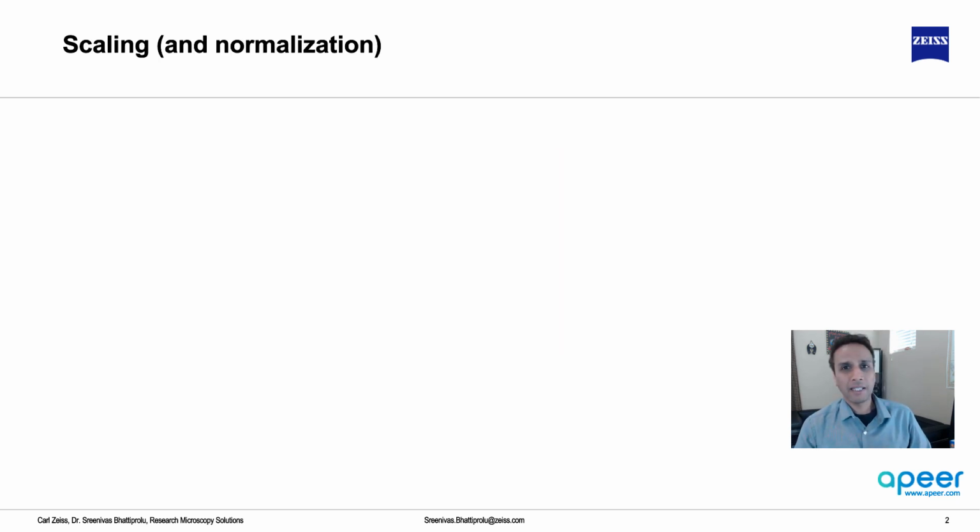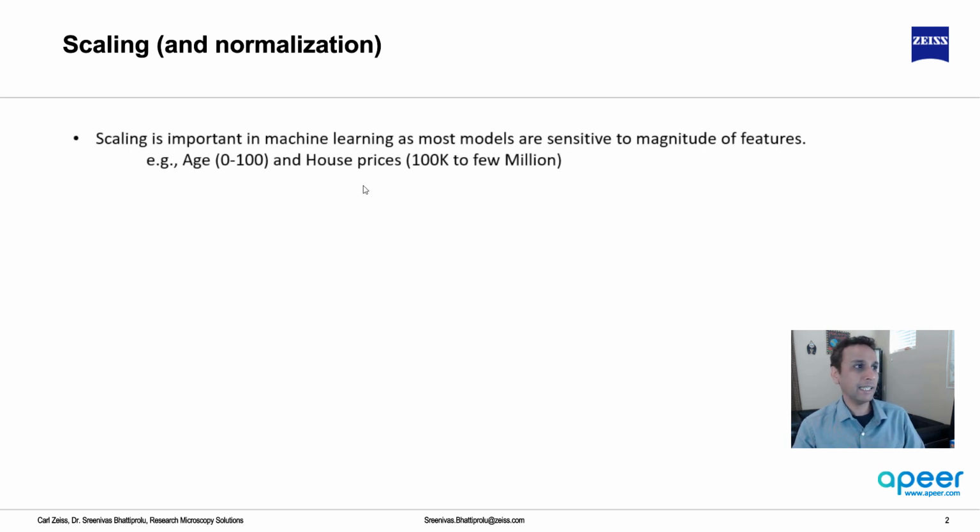So scaling and normalization are usually used interchangeably. In some cases, they can be the same, but scaling is an important machine learning task. I'll talk about normalization in a minute, which is, in my view, a way of scaling your data. But scaling is important because the models can be sensitive to magnitude of features. Not all models, but especially deep learning models can be sensitive to the magnitude of features.